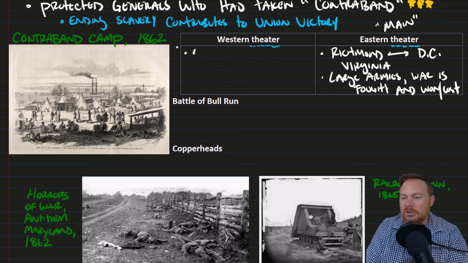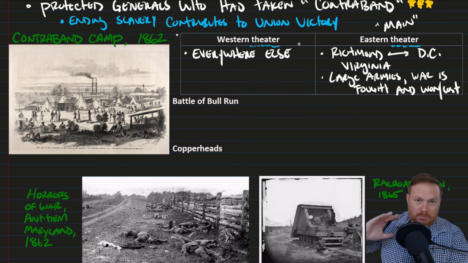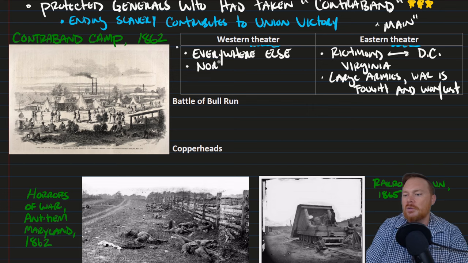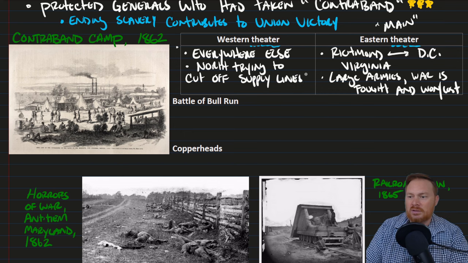The Western Theater is pretty much everywhere else, right? Everywhere else. This is fought over a much bigger area. The armies themselves maybe tend to be smaller, but the Western Theater is mostly about the North trying to cut off supply lines. In the West, it's not so much about capturing the capital city or defeating the other army. It's mostly about the North going out and trying to take over rivers or trying to cut off railroads.